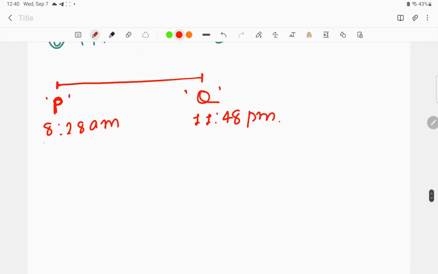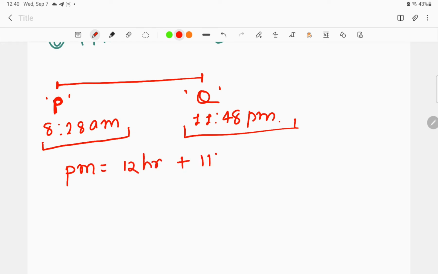The very first thing, as I told you: now this is simply in AM, this is in PM, right? Whenever PM comes, we have to add 12 hours to the given time. Whatever time is given in PM, just add 12 hours to it and convert that 11:48 p.m., or any time given in PM, into hours and minutes.